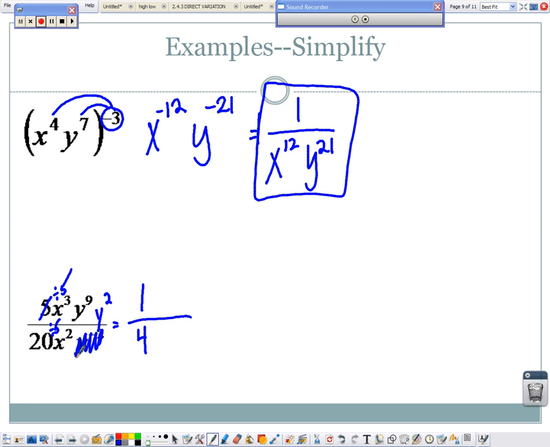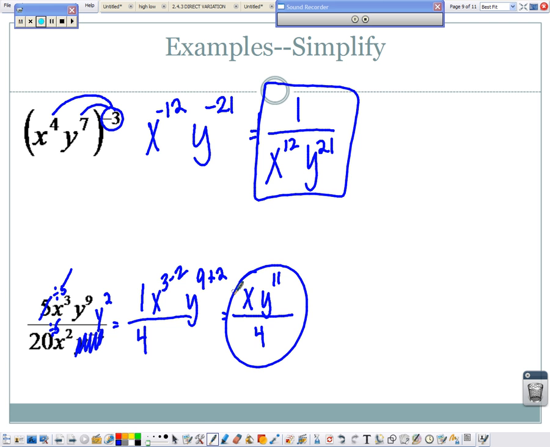Okay? So then once I've taken care of moving things and simplifying my coefficients, now I just take care of my x to the 3rd over x squared. And remember, I subtract their exponents. And since these are on the same side, they're not across that fraction bar, it's going to be y to the 9 plus 2, because it's just like multiplying. Okay? So I don't need the placeholder because this is going to end up being y to the 11th over 4. Okay? All right.